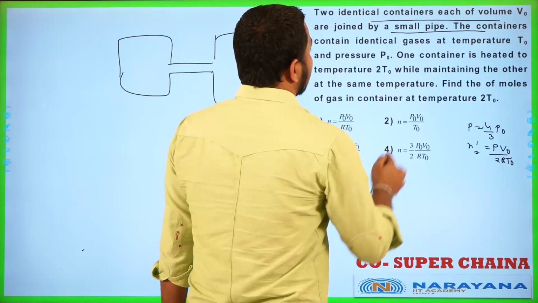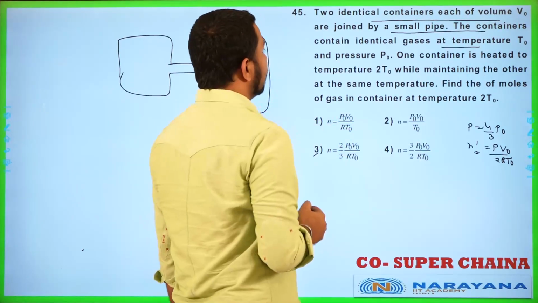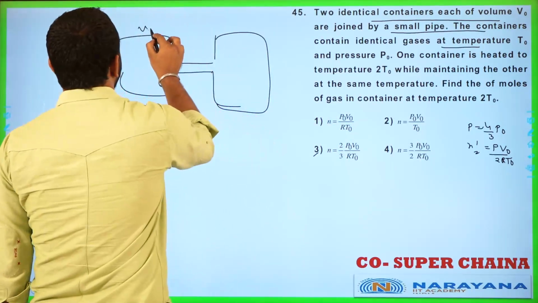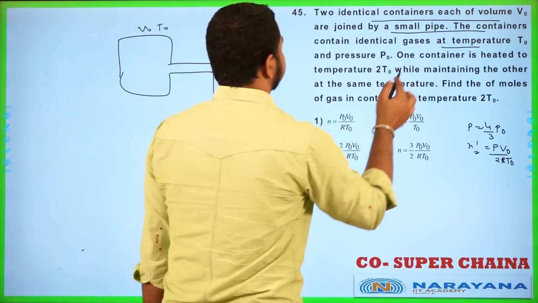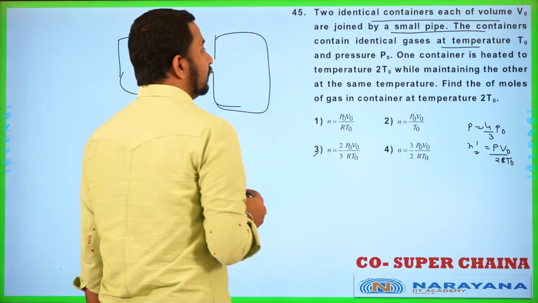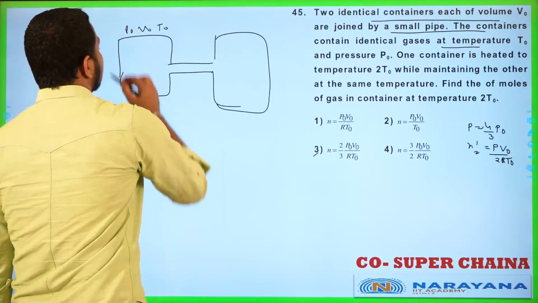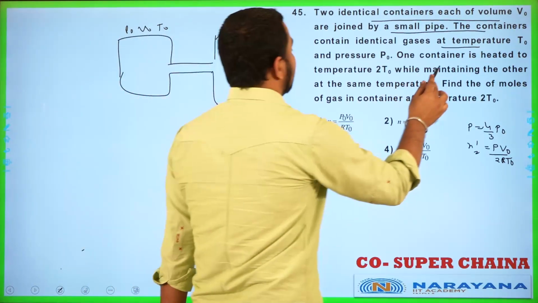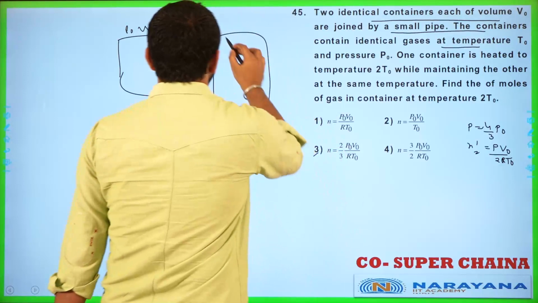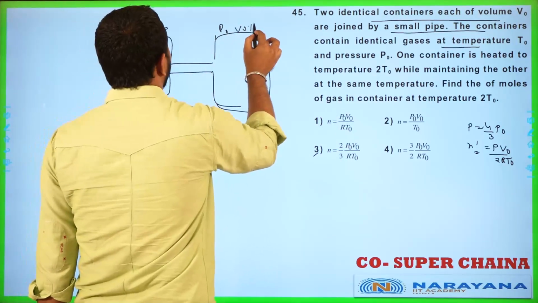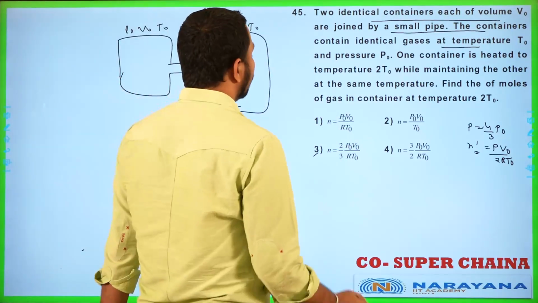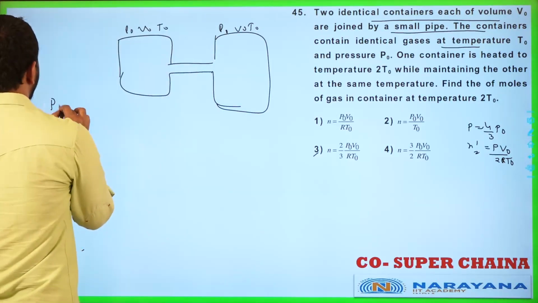The containers contain an identical gas at temperature T0. So the initial conditions are V0, T0 and pressure P0. Initially they are like this. Now one container is heated. So this is the initial condition, P0, V0 and T0. If we use PV equals nRT, from here what can we know?